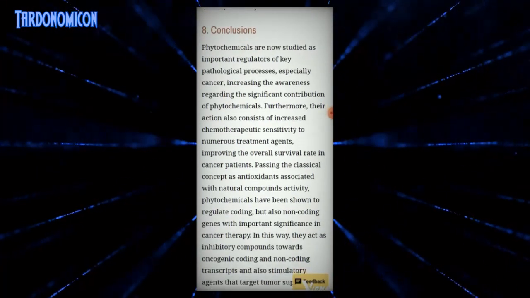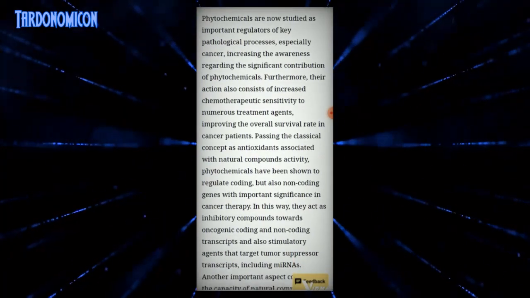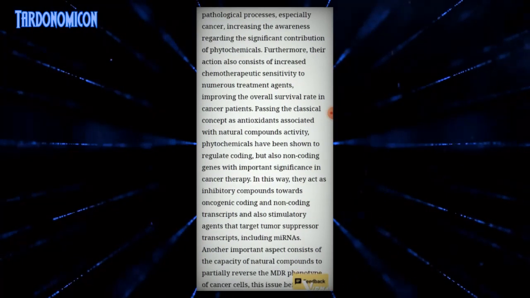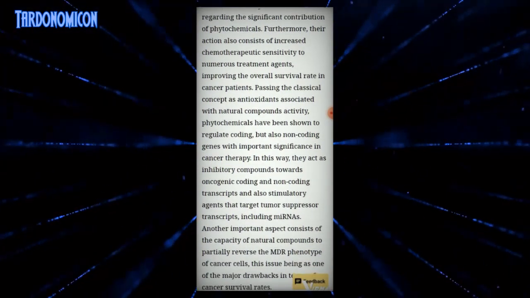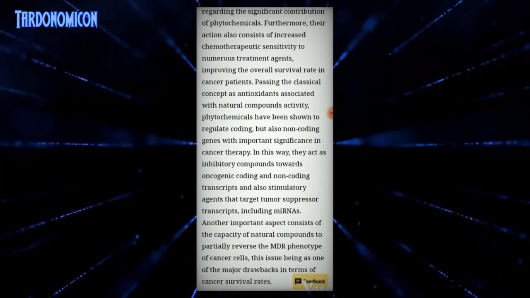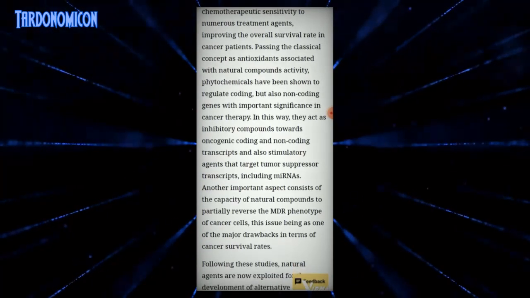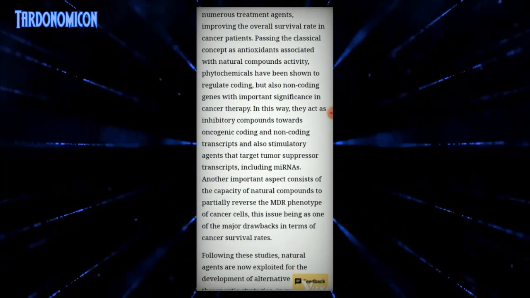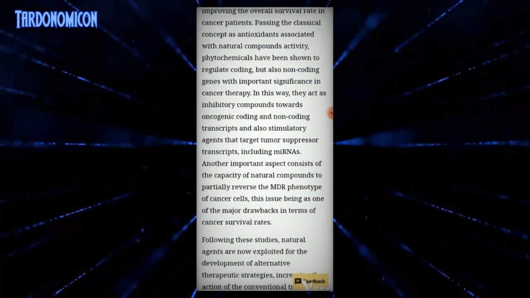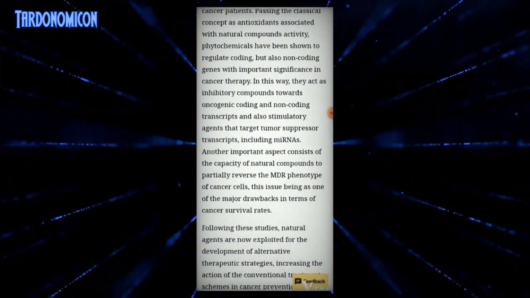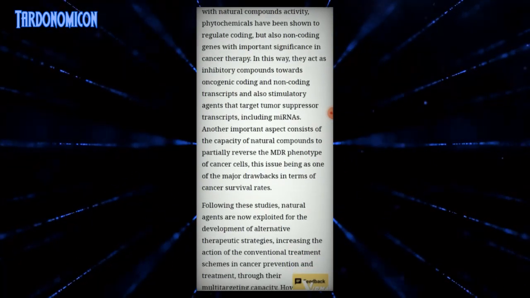Phytochemicals are now studied as important regulators of key pathological processes, especially cancer, increasing the awareness regarding the significant contribution of phytochemicals. Furthermore, their action also consists of increased chemotherapeutic sensitivity to numerous treatment agents, improving the overall survival rate in cancer patients, passing the classical concept of antioxidants associated with natural compound activity. Phytochemicals have been shown to regulate coding, but also non-coding genes with important significance in cancer therapy.